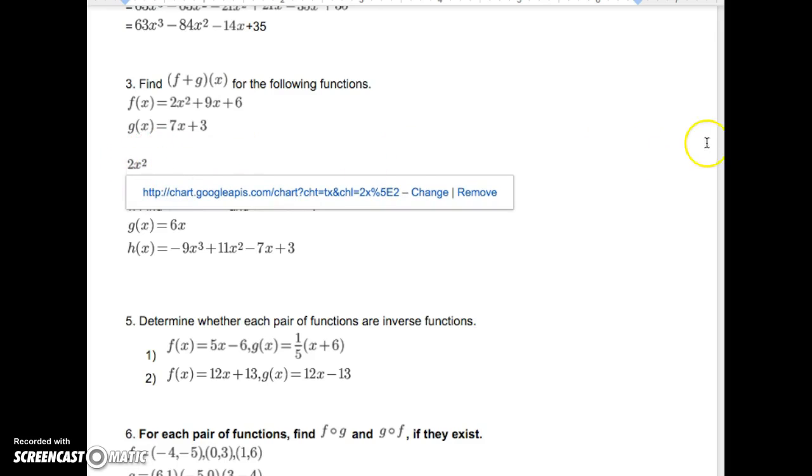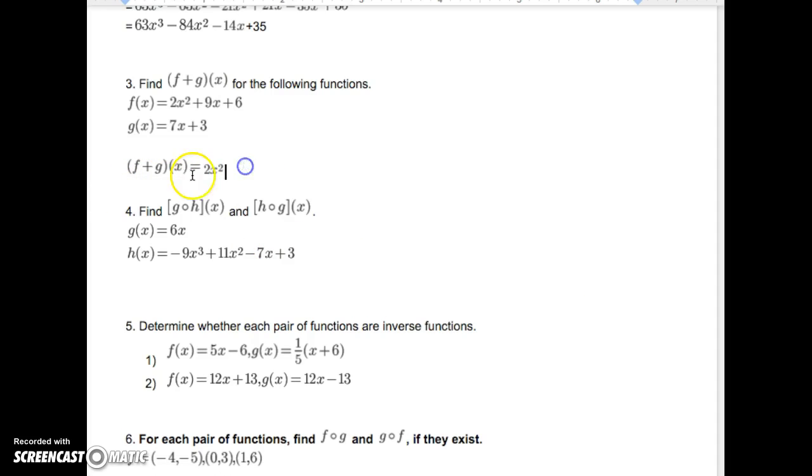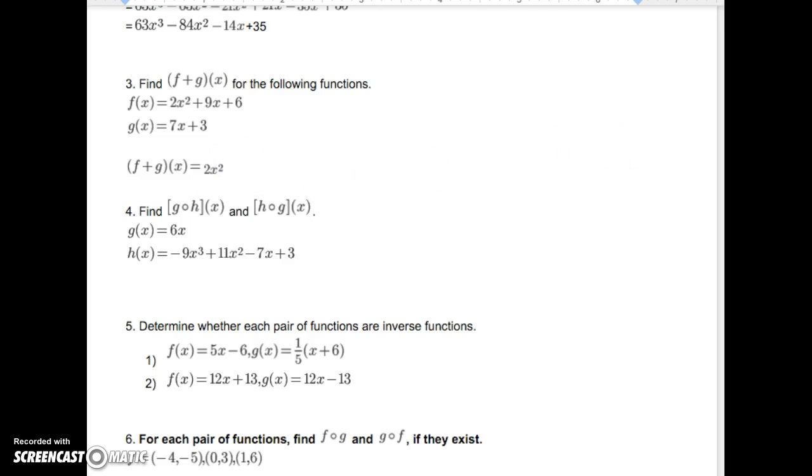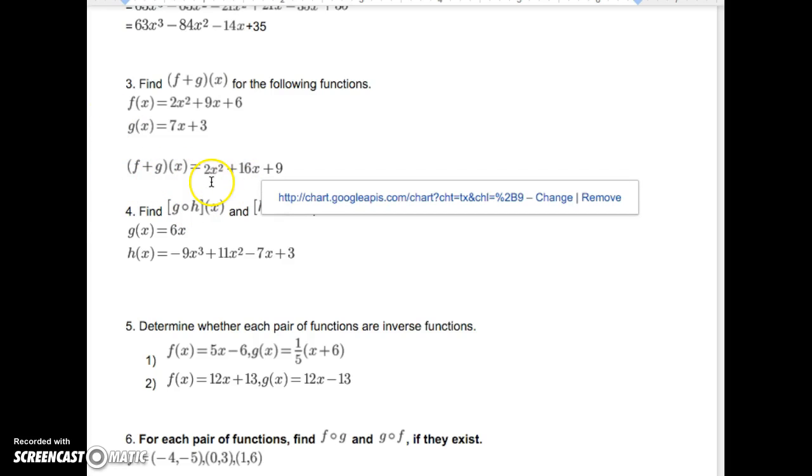Before that, let me put my expression for f plus g of x. f plus g of x equals. So we have 2x squared. Then we're looking at all the x terms. We have 9x and 7x, and together that makes 16x. So plus 16x, and then we have +6 and +3, and together that makes +9. So your answer for number 3 would be 2x squared plus 16x plus 9.